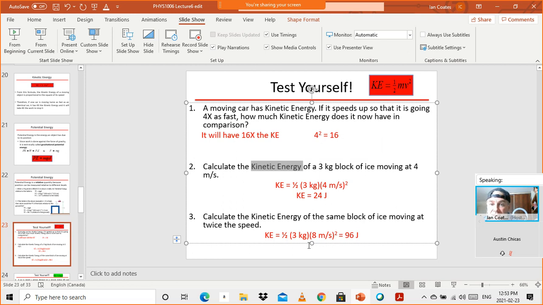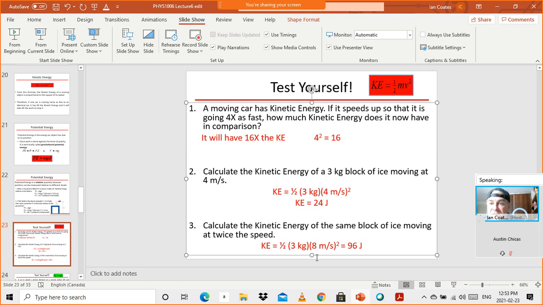And again, same thing here. Calculate the kinetic energy of the same block moving at twice the speed. Well, here we were traveling at 4 meters per second, so now 8 meters per second, away you go. Are we good?